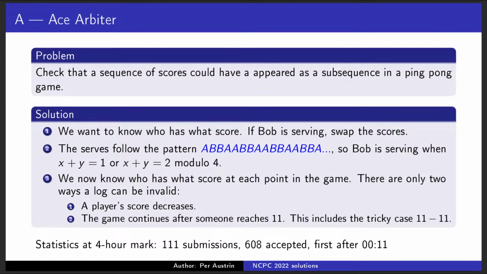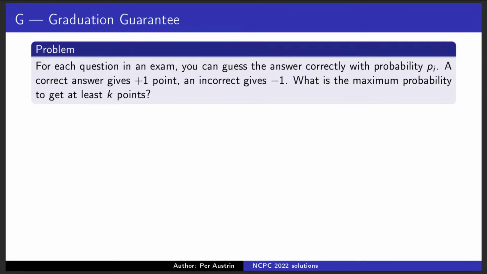And this was solved after 11 minutes. Also over 100 accepted, so quite a lot of people solved it, but also a lot of wrong submissions. Okay, next problem.